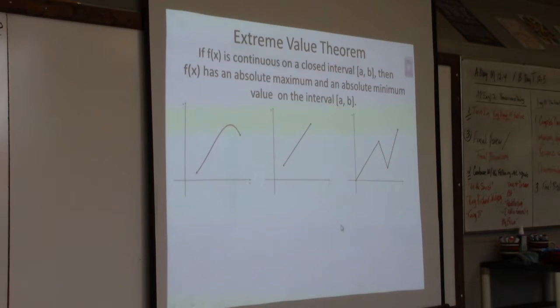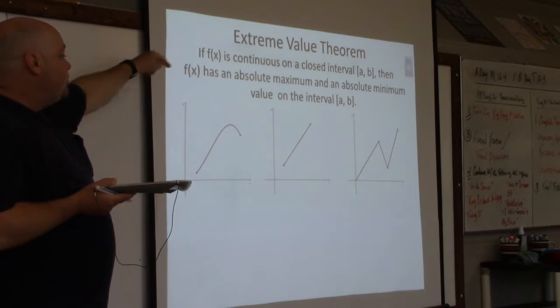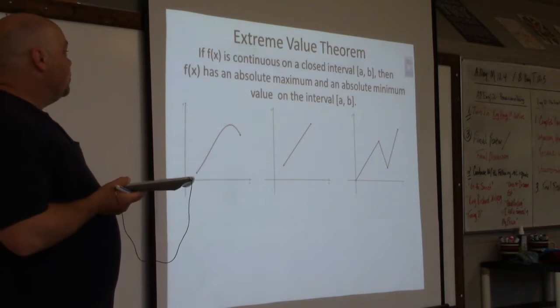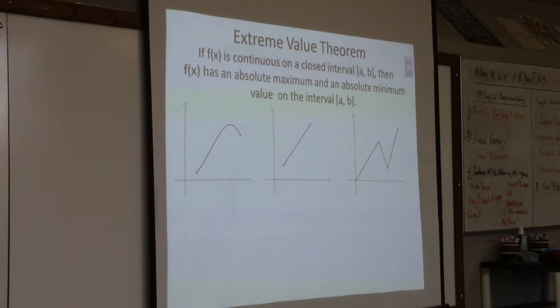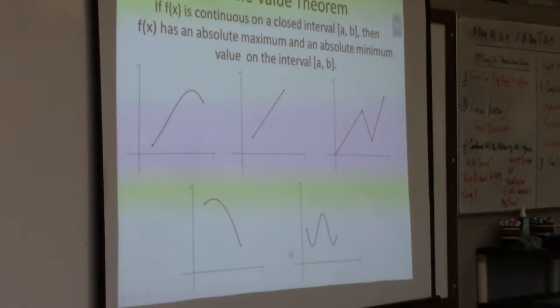What about this one? Absolute maximum, right endpoint. Absolute minimum, left endpoint. What do we know about these? They're not absolute, but they are relative. So remember, the extreme value theorem is not talking about relative. It's talking about absolute. And we're guaranteed an absolute maximum and an absolute minimum on a continuous closed interval. So here, absolute maximum, absolute minimum.